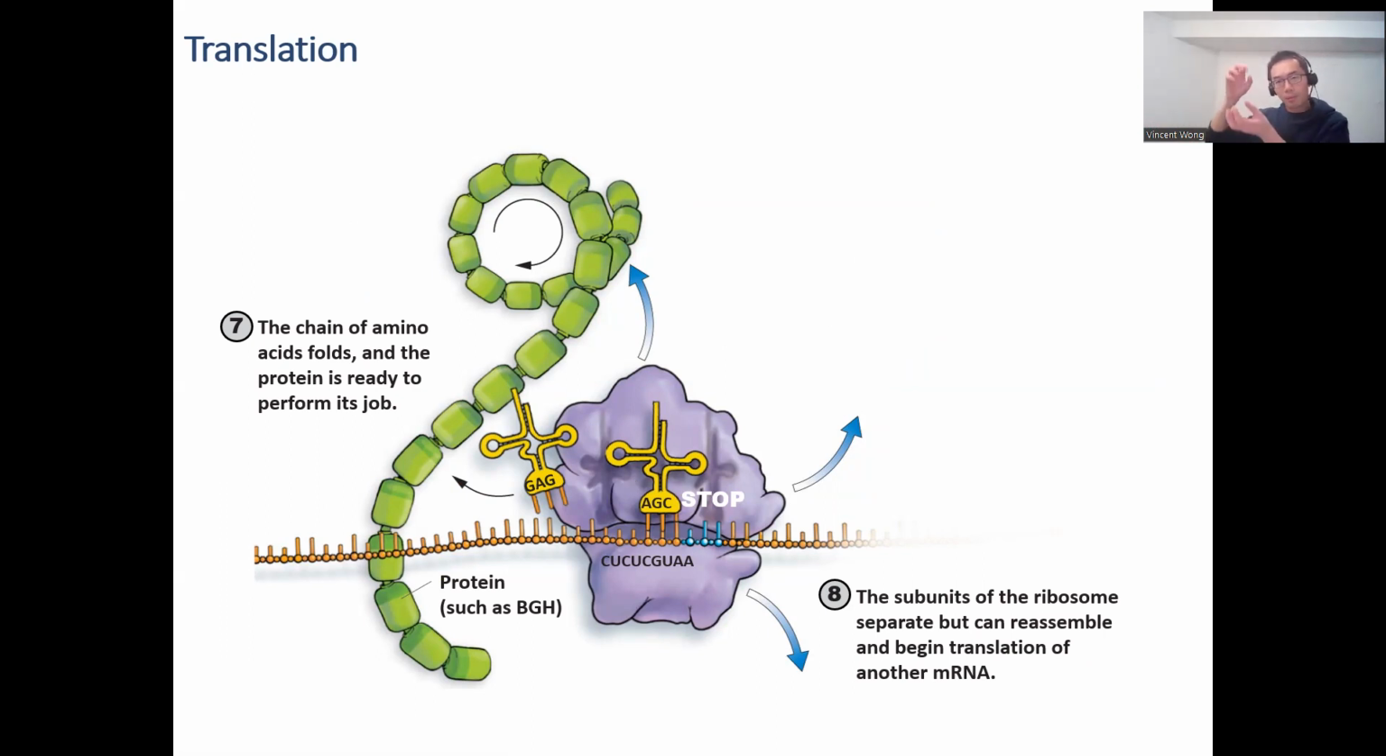So remember, the ribosome has a large and small subunit. It will separate, and now it will find another messenger RNA to clamp onto. And then the process repeats itself. Okay.